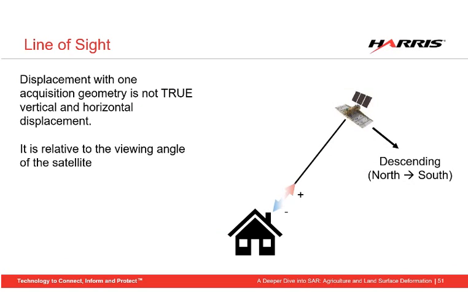With the images we're about to see, I do need to go over one more topic. When you're using one acquisition geometry, in this case descending, you do not get true displacement, but rather line of sight, or LOS displacement. This means that the displacement we view is relative to what the satellite angle is. So in the upcoming images, red means the displacement is towards the sensor, while blue means it is away. It is also important to know that line of sight displacement is less than true displacement, as it is only a fraction of the total movement.